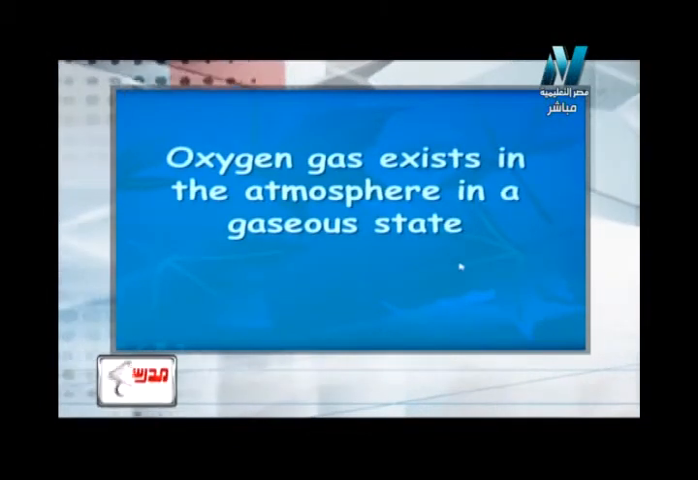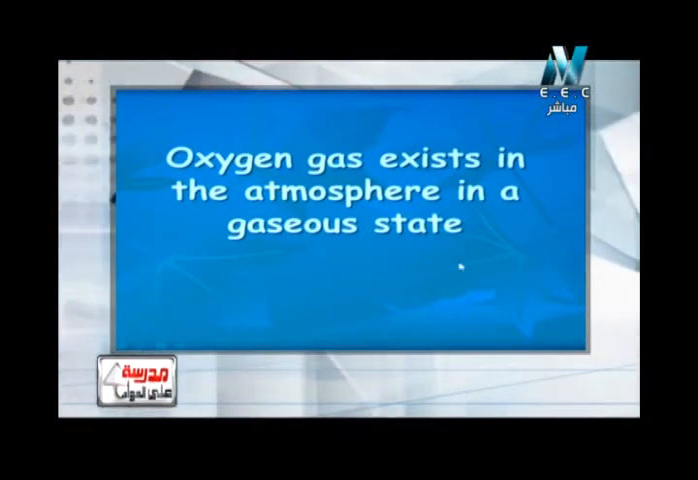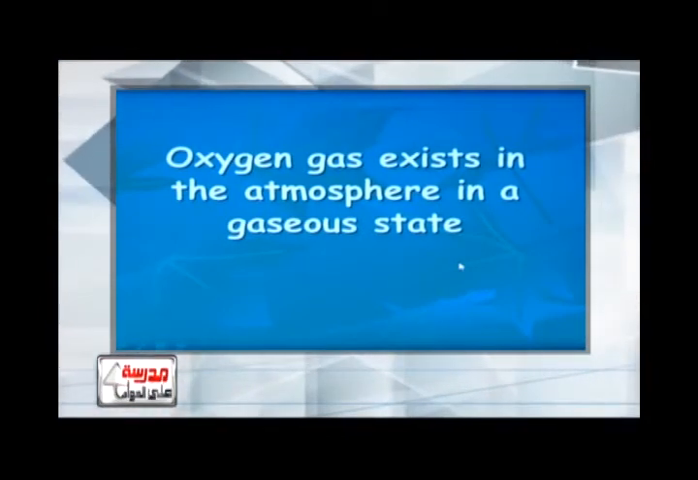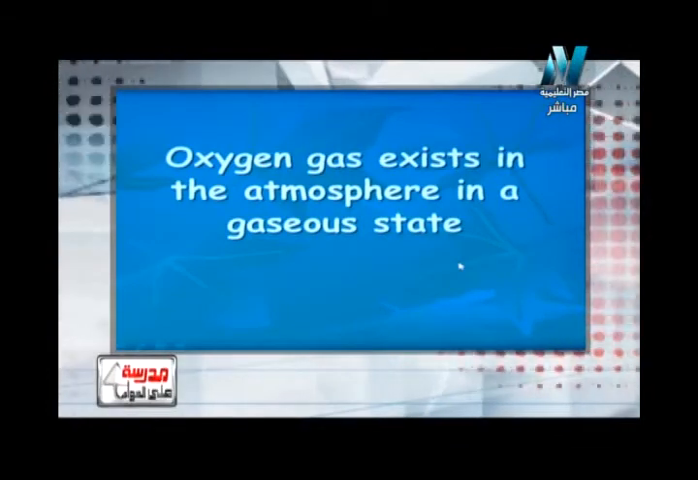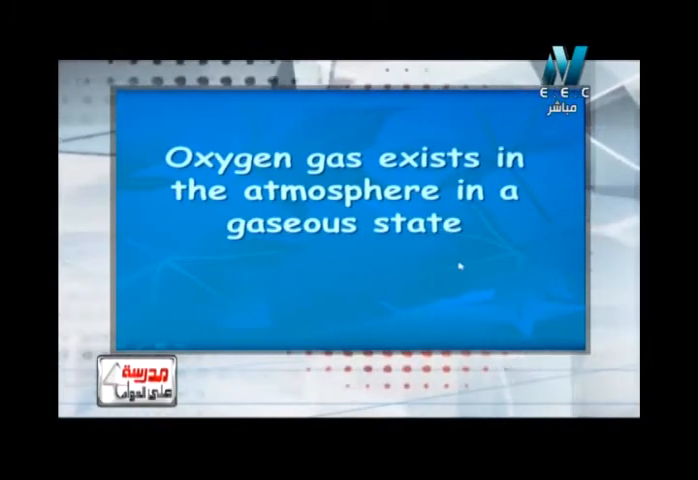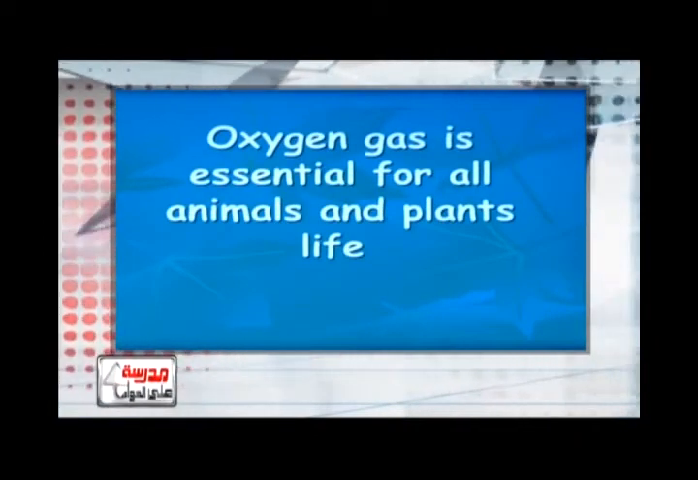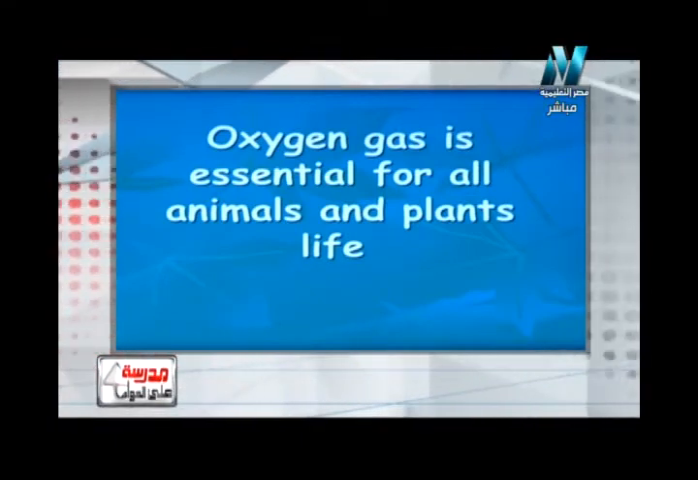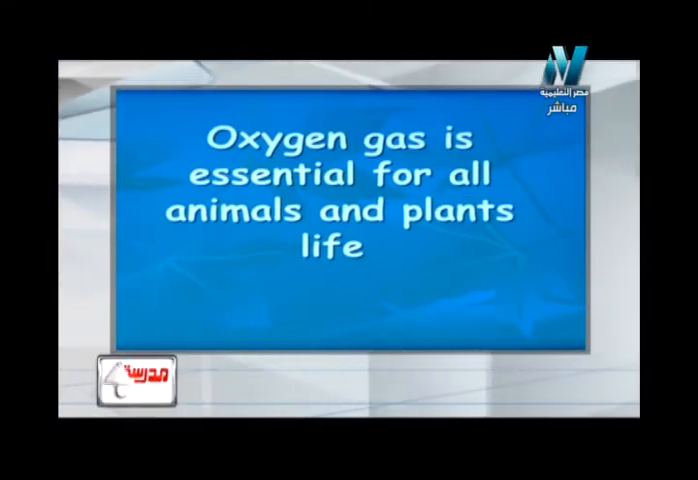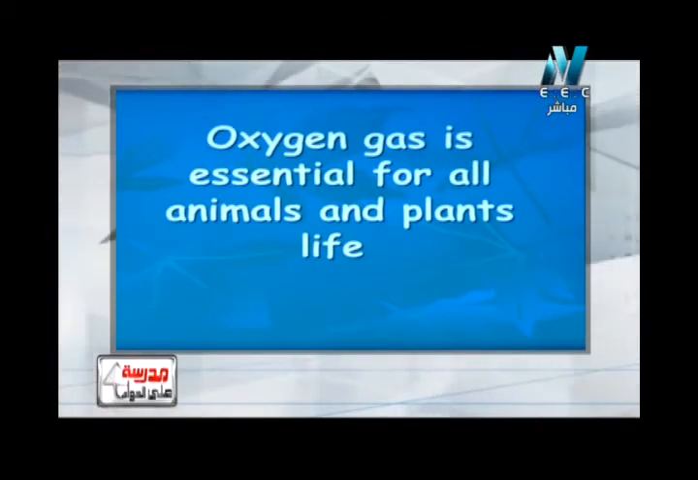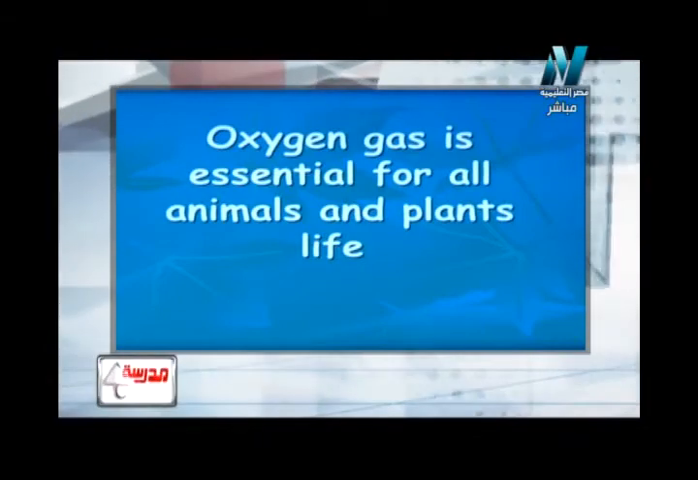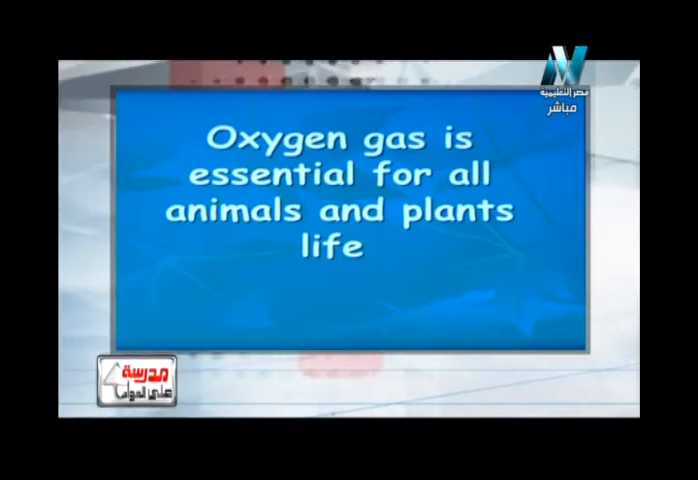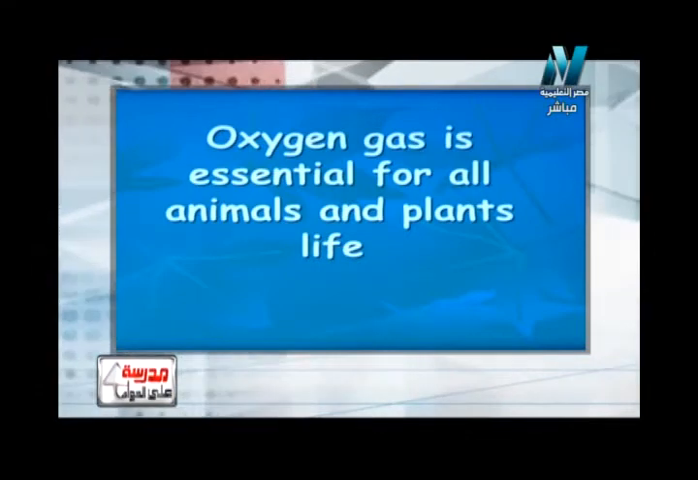So we can say many pieces of information about oxygen gas. Oxygen gas, as we know, exists in the atmosphere in a gas state. It's a very easy piece of information: it's called oxygen gas, so it's already in a gas state. Another piece of information: oxygen gas is essential for all animals and plants. It is very important and necessary for the life of all living organisms, in a very important process which is the respiration process. The respiration process depends on oxygen gas for all animals and plants.